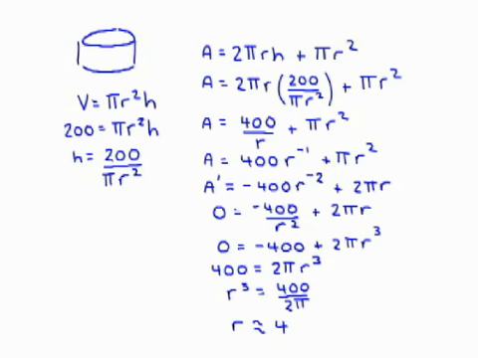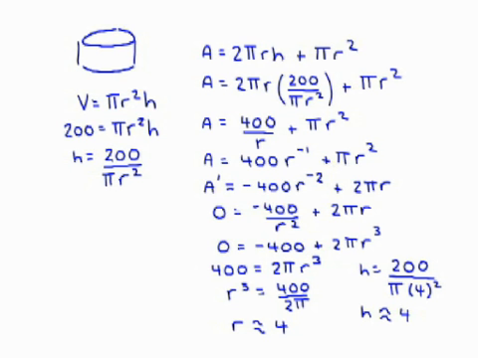So we now have our radius. We need to find the height of our cylinder. Well, we know that height is equal to 200 divided by pi r squared. That came from our volume equation. So h is going to equal 200 divided by pi times 4 squared. And when I solve for that, I end up with h approximately equal to 4.